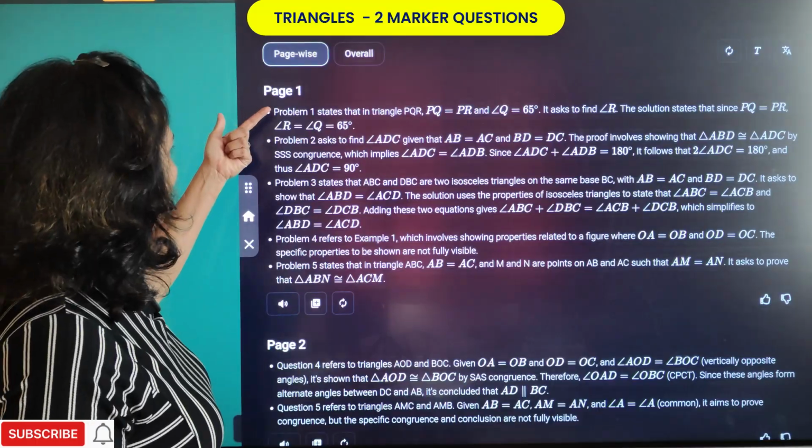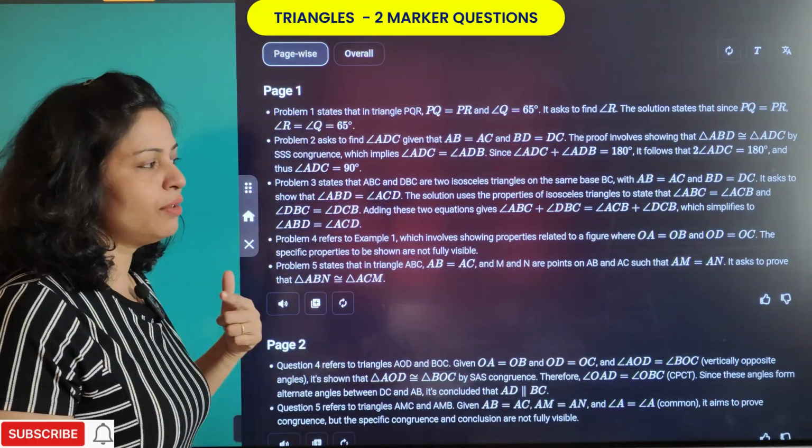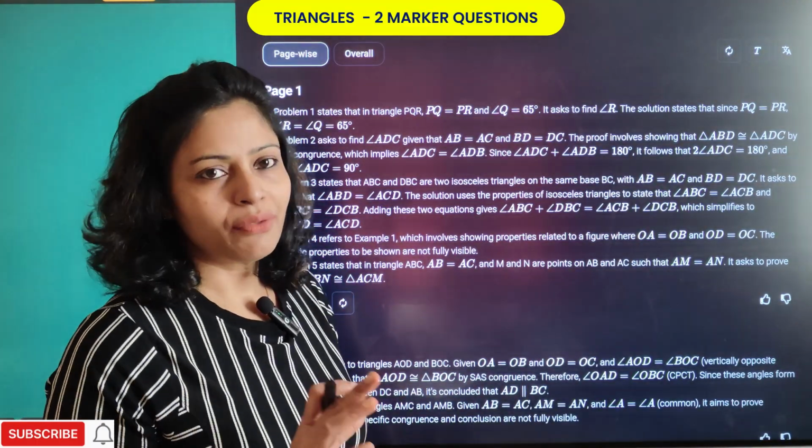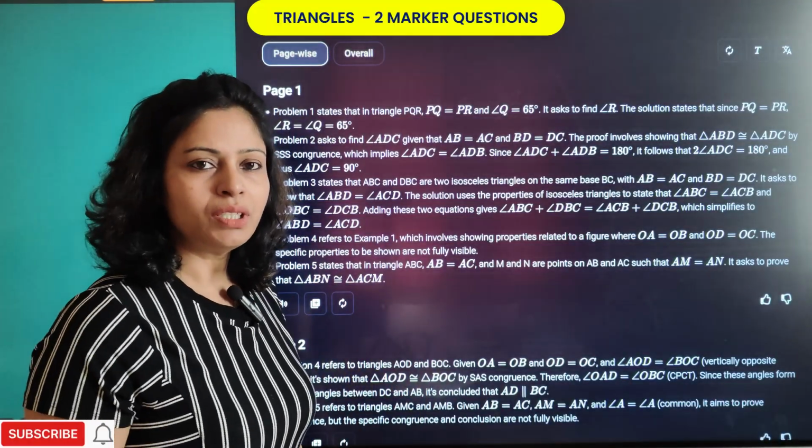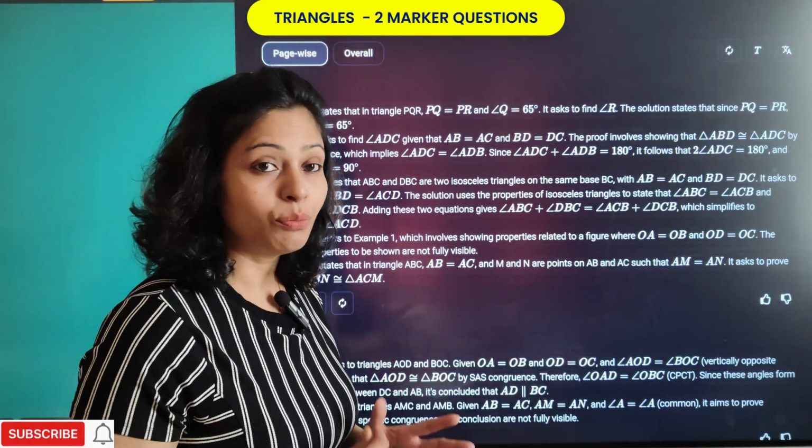You can see problem 1, 2, 3, 4 and 5. You can quickly pause the video and take a screenshot of this. You will understand it more clearly.